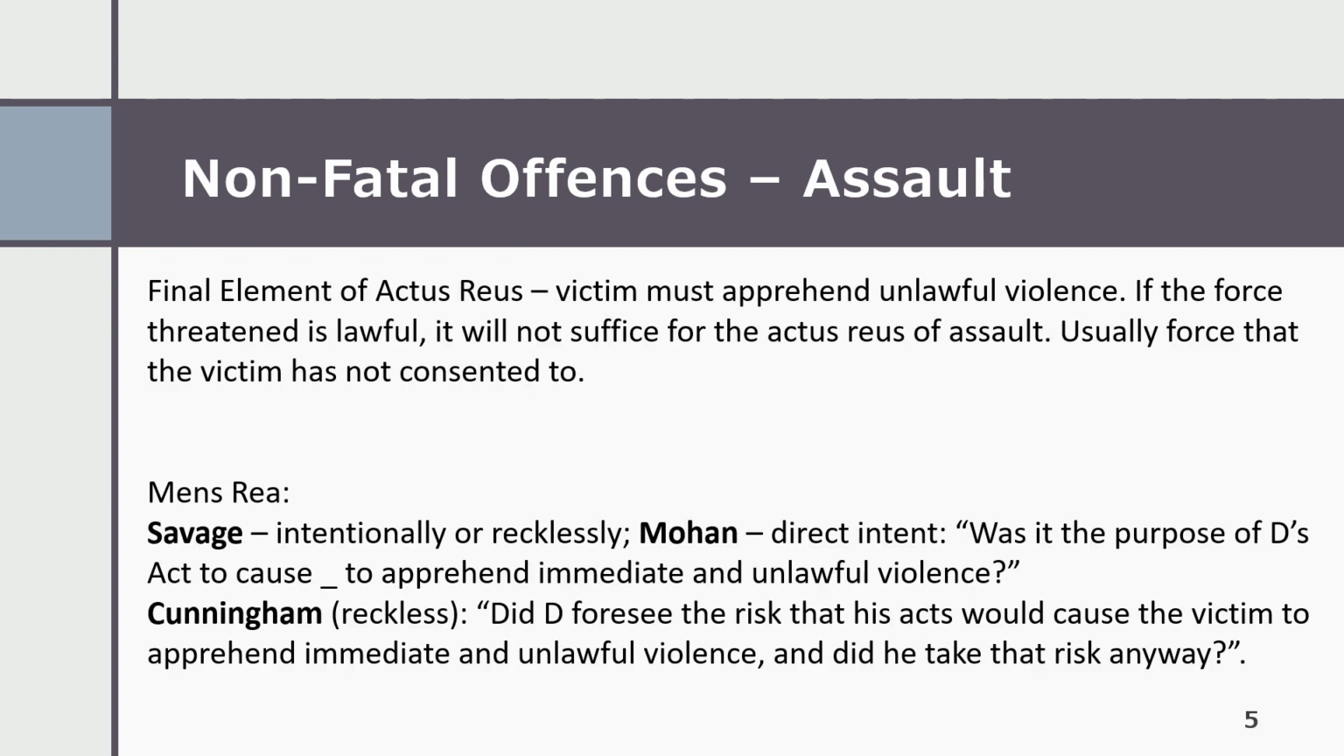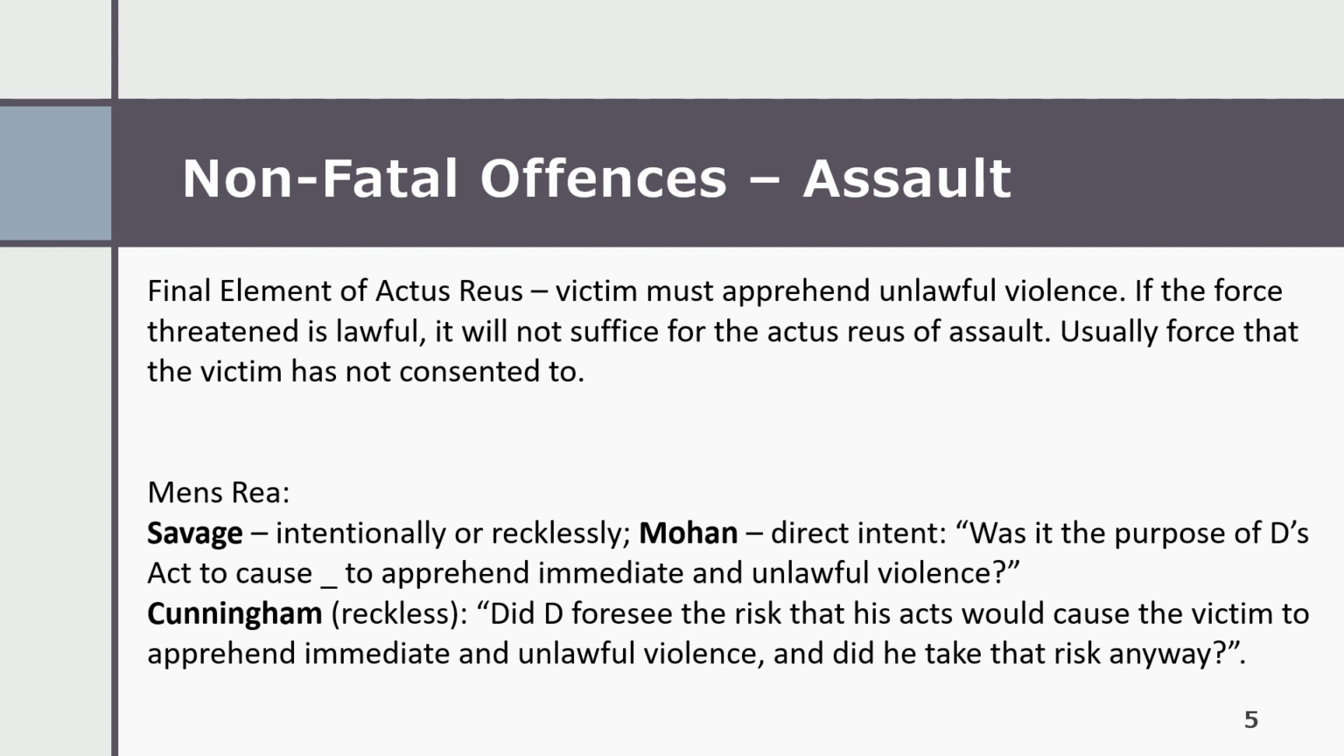So the final element of the actus reus: the victim must apprehend unlawful violence. If the force threatened is lawful, it will not suffice for the actus reus of assault. Usually force that the victim has not consented to is unlawful and necessarily violent. So the mens rea for assault is defined in R v Savage, which is to intentionally or recklessly cause a victim to apprehend immediate and unlawful violence.